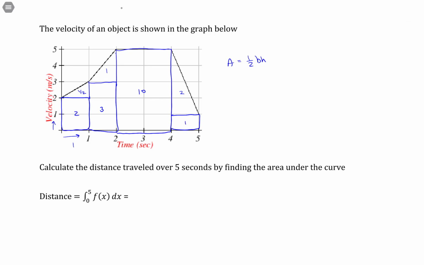Now we can just add these all together. So 2 and 3 is 5, 6, 16, 18, 19 and a half. So 19.5 would be the distance traveled. And since it's given in meters per second, the distance would be in meters.